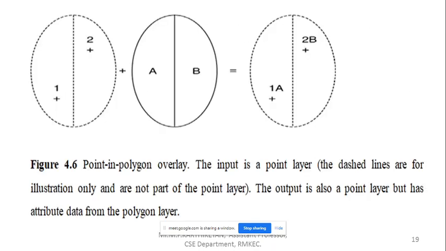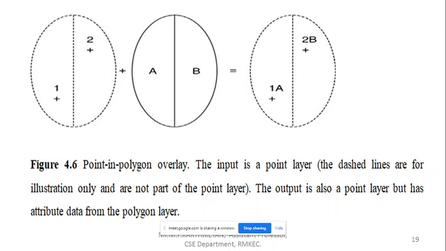This is a point in polygon overlay process. You can see that various points are being marked in a particular area. Here point number 1 and point number 2 are available, and the attribute of point number 1 and attribute of point number 2 are also available. When we are combining this geometric data and attribute data, it is taken as 1a plus and 2b plus. So this is how the overlaying process actually works.